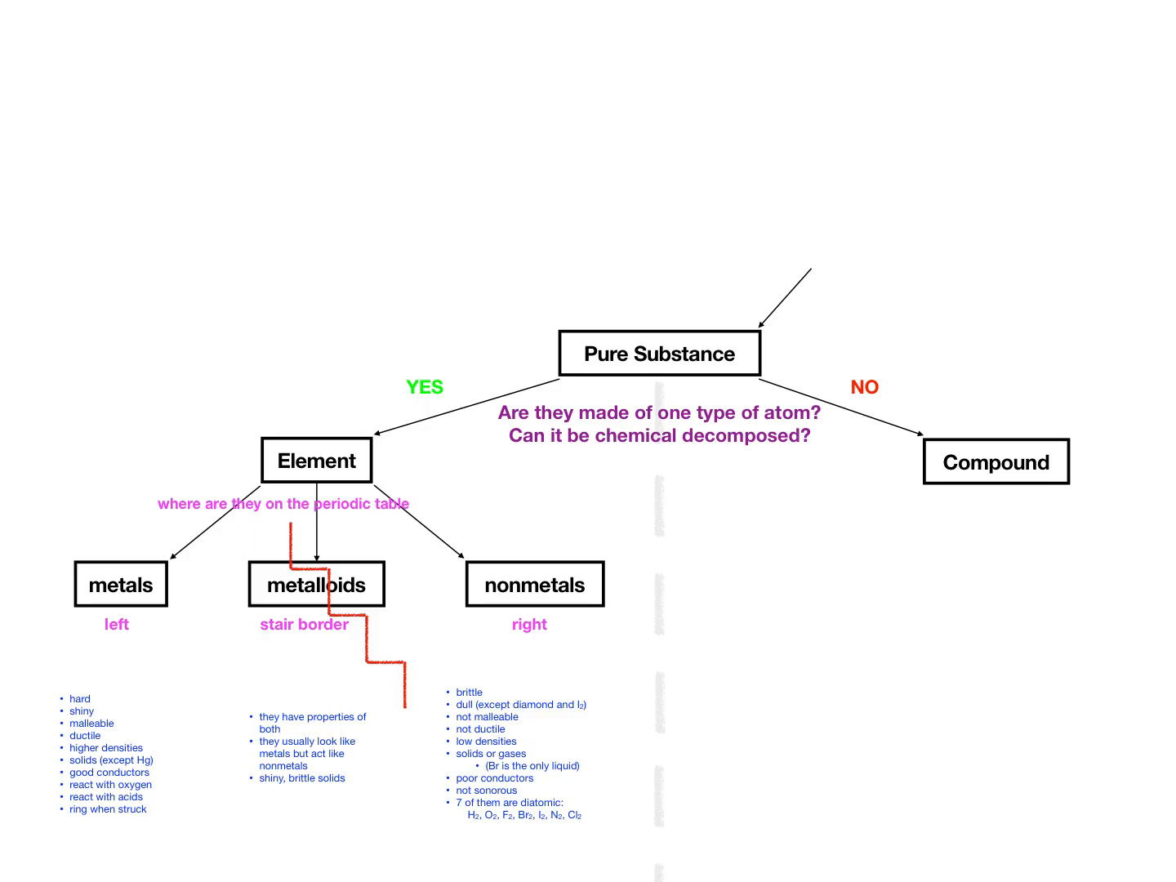And one of the things to notice, though, is that 7 of these nonmetal elements are diatomic, which means we don't see hydrogen by itself. It is always going to be paired up with another hydrogen. And then the last part here is the properties of metalloids, and metalloids or semimetals can have properties of either one. They are usually shiny, brittle solids that look more like metals but act and have properties more of nonmetals.